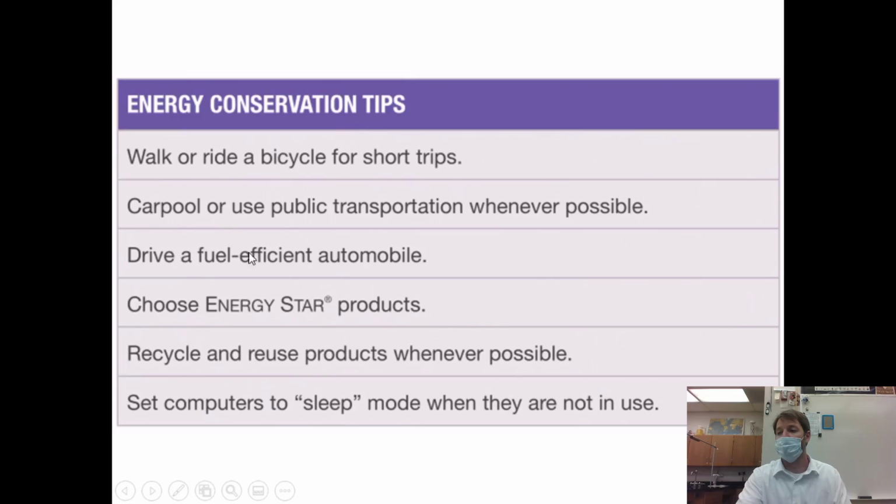You could drive a fuel-efficient automobile. You could choose Energy Star products. You could recycle and reuse products whenever possible. You could set computers to sleep mode when they're not in use. How many people have a computer at home right now and it's on while you're at school? Some people do that. They just leave their computer on all day. You could save a lot of electricity by putting it in sleep mode.